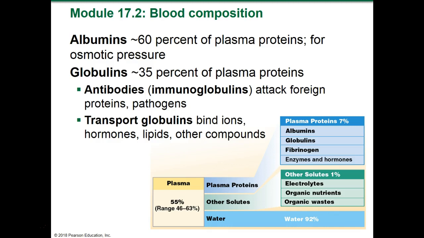The globulins are about 35% of the plasma proteins, and these include the antibodies, which we call immunoglobulins, which attack foreign proteins and pathogens, and the transport globulins, which bind ions, hormones, lipids, and other compounds. If you've worked in a clinical setting or read some clinical papers, you may have heard antibodies referred to as immunoglobulins, or often we say gamma globulin.